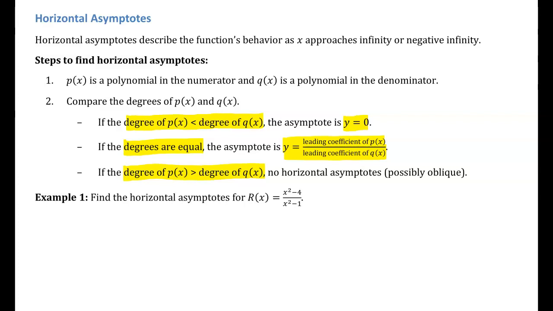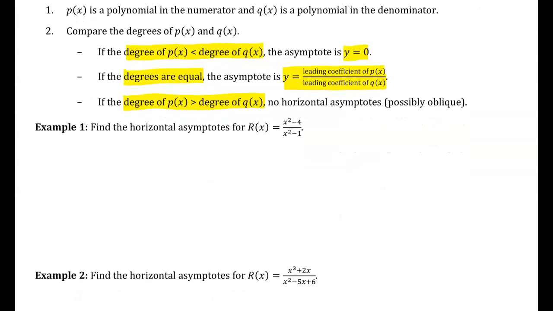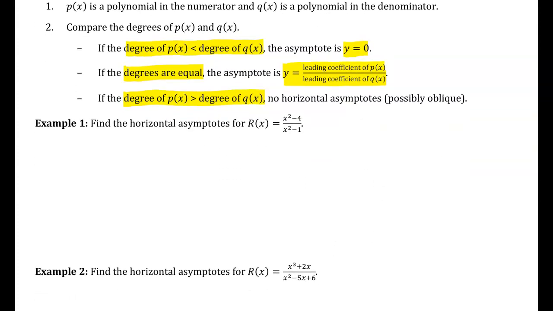So let's take a look at an example. In this example, we can see that the degree of the numerator is equal to the degree of the denominator. These are both 2. So then our horizontal asymptote is going to be the ratio of the coefficients, so 1 over 1, so we get y is equal to 1.